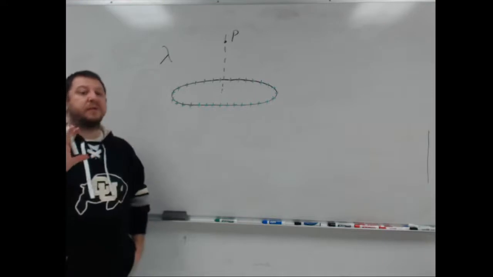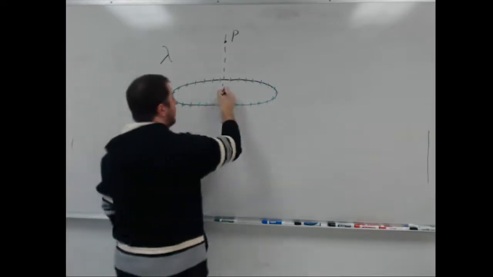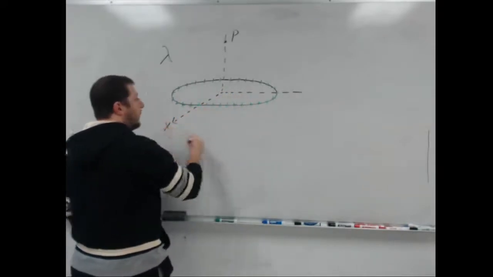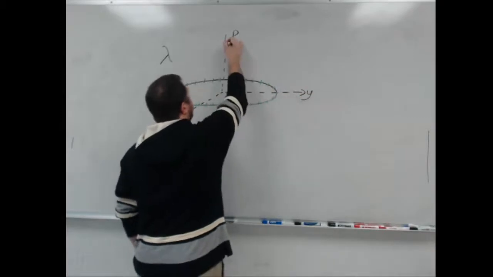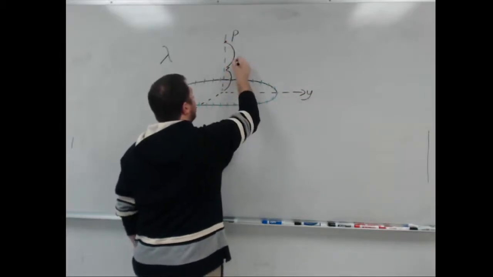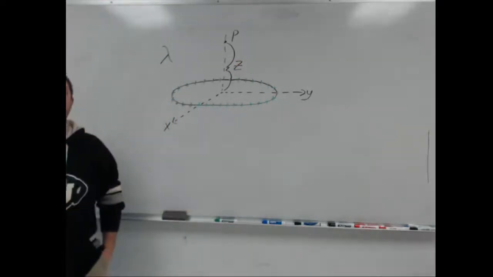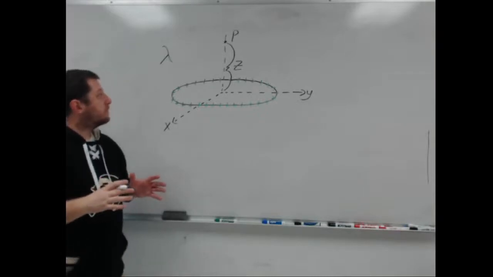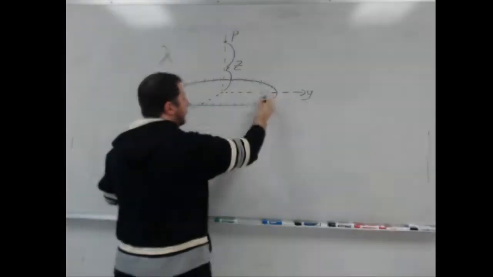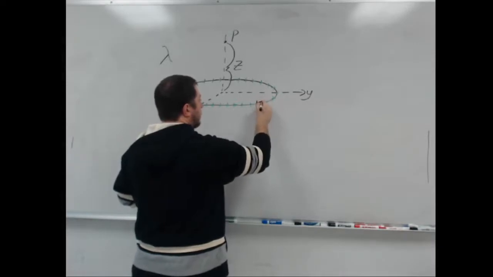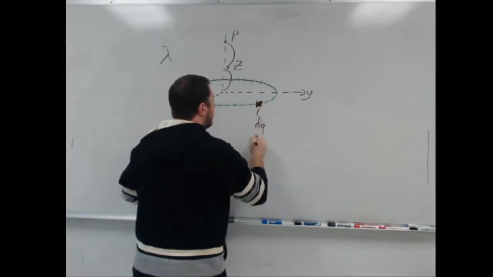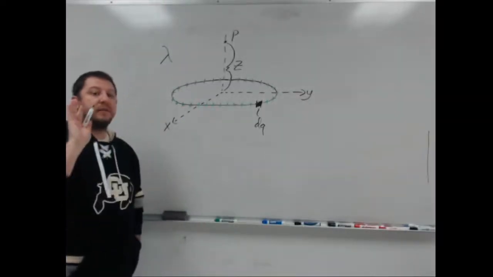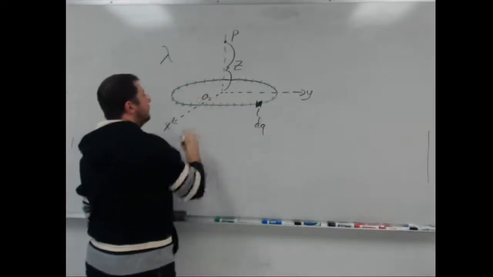And first things first, let's also define our coordinate system. So we're going to let the ring lie in the XY plane, and my point P is going to be a distance Z above the origin. So here's what we want to do. Each individual sliver of dq is going to be a distance, if the ring has a radius A, so we need that piece.